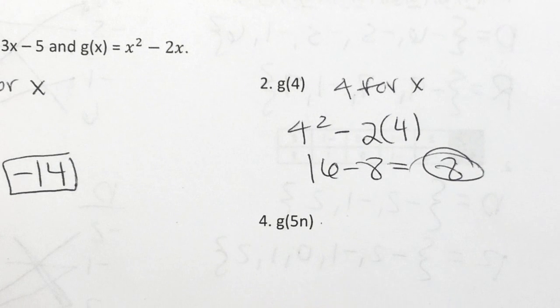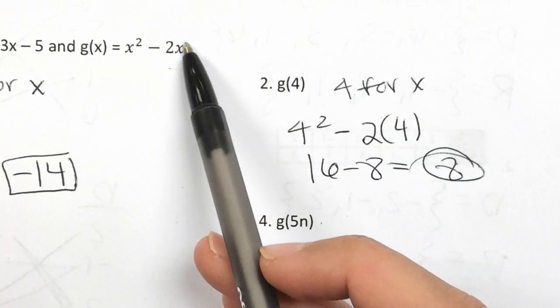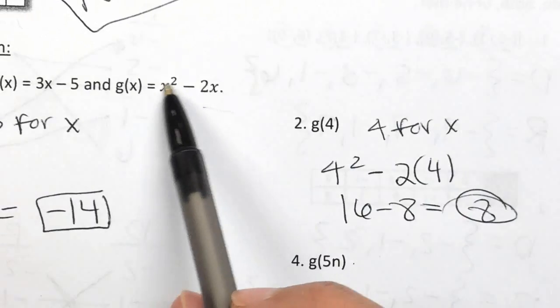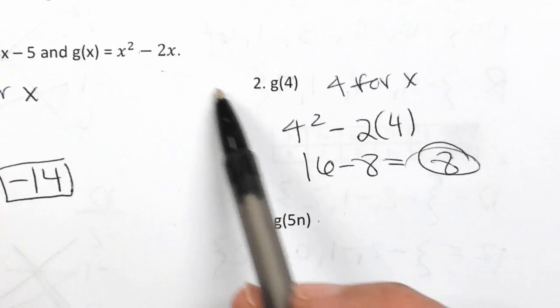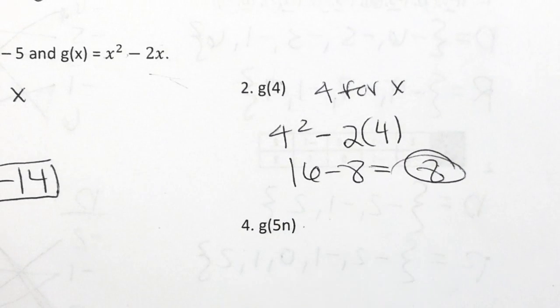You did 4 squared minus 2. Oh, the 4 goes into both places for this x. So it'd be 4 squared minus 2, and then you got to plug this 4 in for this x as well. Any other questions on that one?